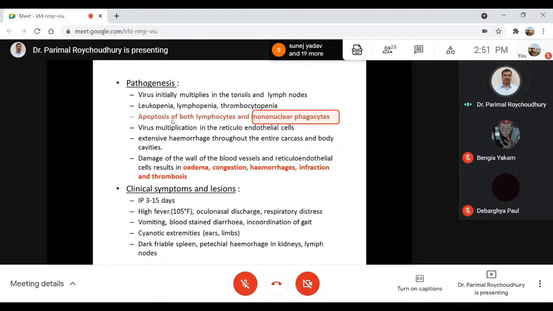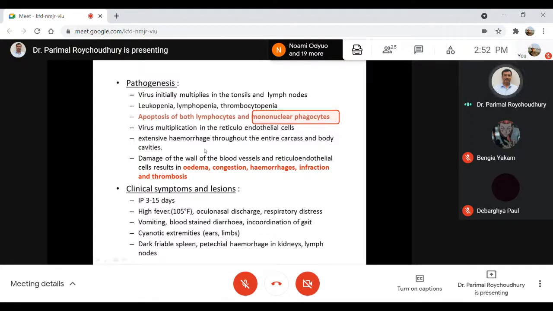apoptosis process. As a result, there will be leukopenia, lymphopenia, and thrombocytopenia. So the animal will suffer from blood clotting issues, and has extensive hemorrhages throughout the body. The virus also has tropism for the reticular endothelial cells, and out of all these situations, we can see extensive hemorrhages. Blood will leak from the blood vessels, so extensive hemorrhages occur in the internal body areas, maybe the skin surface, subcutaneous tissue, internal organs. And at postmortem, what you can see is edema, congestion, hemorrhages, infarction, and thrombosis.